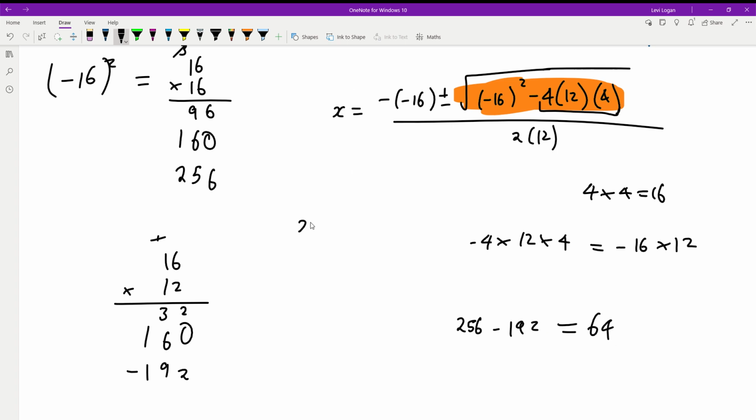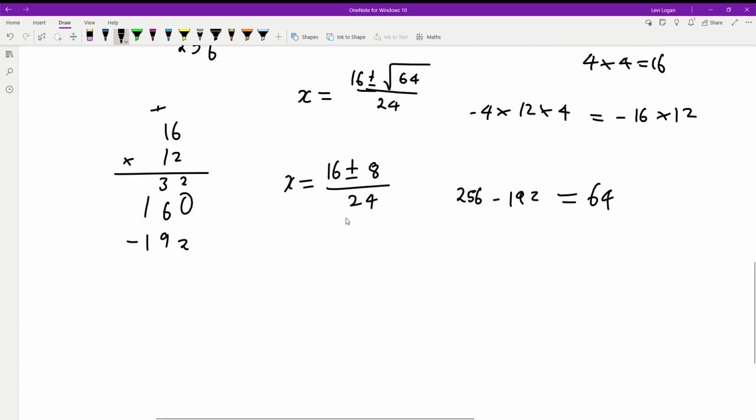So we've got x is equal to 16 plus or minus the square root of 64 all over 24, okay? Now the square root of 64 is 8, so your x is equal to 16 plus or minus 8 all over 24. So this gives you two solutions. So your x equals 16 plus 8 divided by 24. Hold up, sorry, 16 plus 8.